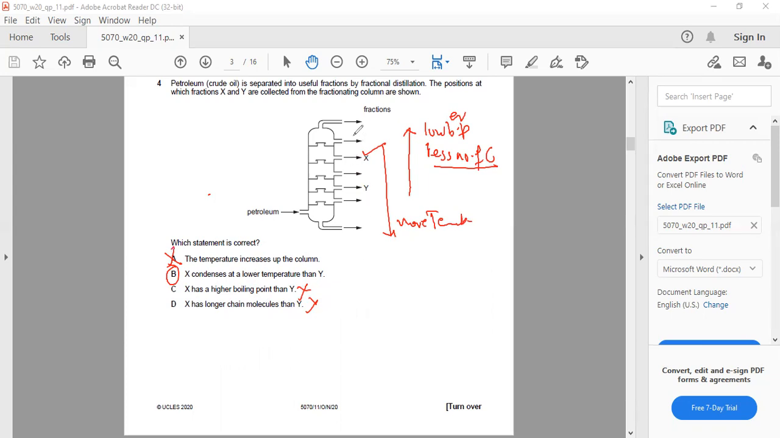Okay, the smaller number of carbons are distilled first, like methane, ethane, propane, butane are distilled first. Then pentane, hexane, heptane, octane. Then a mixture of like 10, 11.